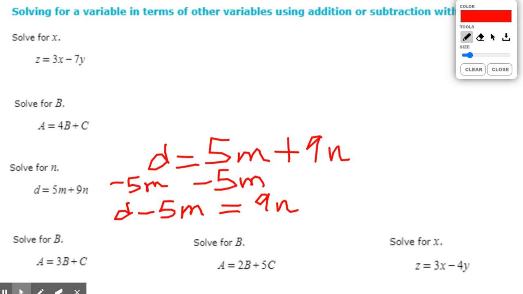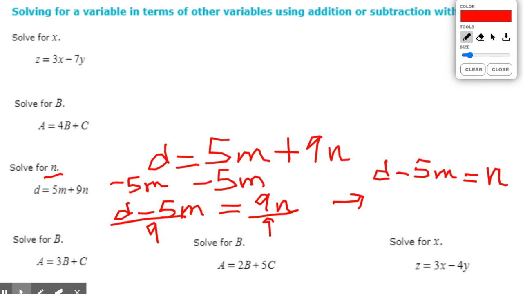Now I'm a little bit closer to solving. I need to divide both sides by 9 though, because I have 9 groups of N and I want to solve for 1N. So I'm going to divide both sides by 9. And that is going to give me 1N is equal to D minus 5M divided by 9. Final answer.